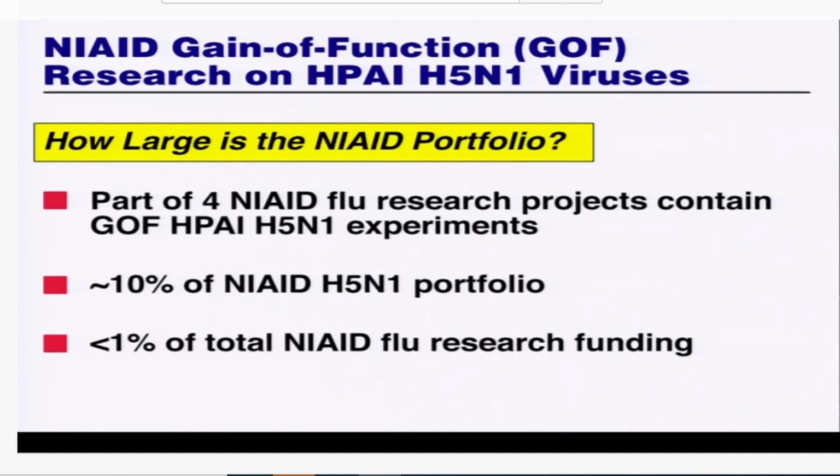Now, just to put it in perspective, are we talking about a major chunk of what we do? No. As a matter of fact, this is relatively small, because the research on gain of function of transmissibility, et cetera, on highly pathogenic H5N1 is a very minor part, but an important part, of our portfolio. It's part of 4 flu research projects that contain this. It's around 10% of the entire H5N1 portfolio and less than 1% of the total NIAID flu research funding. But it has triggered a very important question.